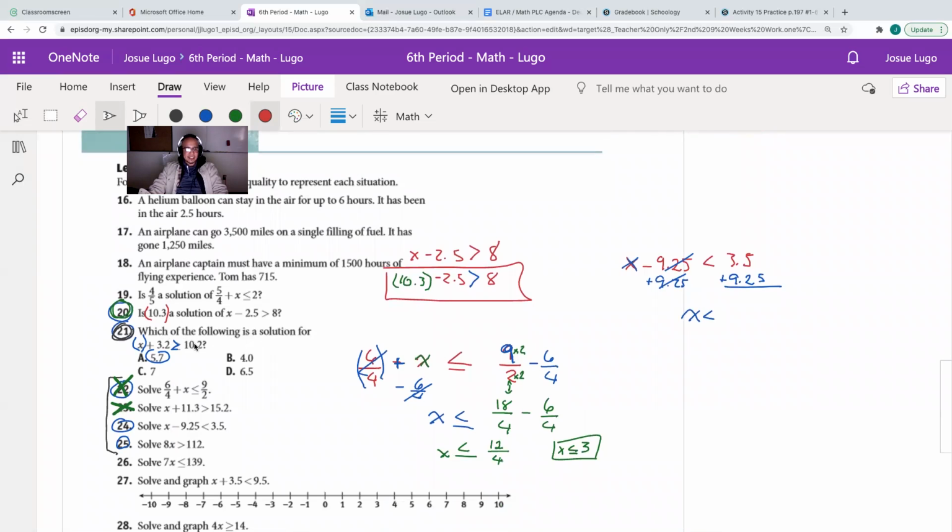Which of the following is a solution for this inequality? In other words, instead of x, you're going to put 5.7 and see if this left side is greater than or equal to 10.2. Instead of x, you're going to use a 4 and ask yourself, is 4 plus 3.2 greater than or equal to 10.2? You're going to use each of these, and only one of these will give you a true statement that the left side is greater than or equal to 10.2.